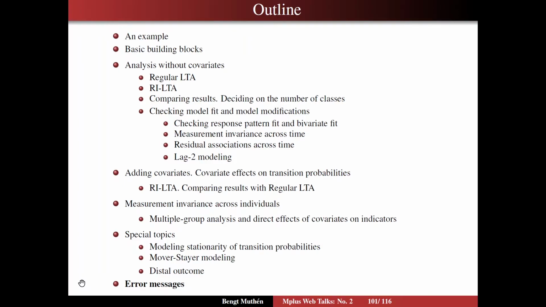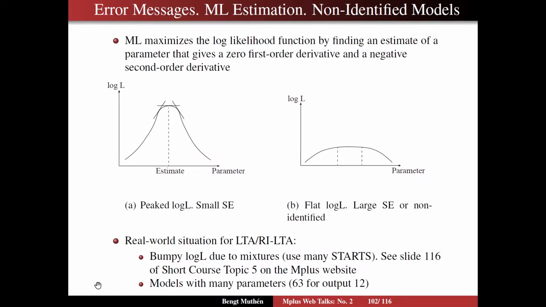Turning to slide 101, the outline shows that we have now reached the error messages section, which is a fairly long section discussing a little bit about maximum likelihood theory and non-identification matters related to the error messages that you get from latent transition analysis in Mplus. On slide 102, I give some basic information about ML estimation.